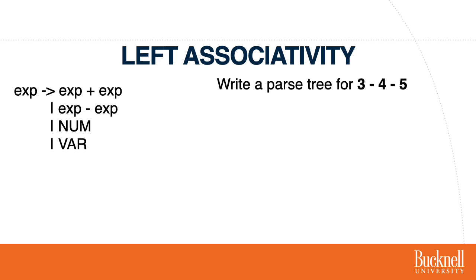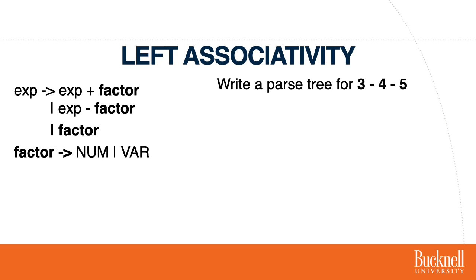Let's demonstrate this by writing a parse tree for 3 minus 4 minus 5. First, let's make some changes to the grammar. Currently, the grammar rules are symmetrical. Plus and minus can both branch either to the left or the right. Let's change both of them. We add a new rule: factor can be replaced with number or variable. When we want to add or subtract, expression is replaced with expression plus factor or expression minus factor. As a result, the tree will only be able to branch to the left.